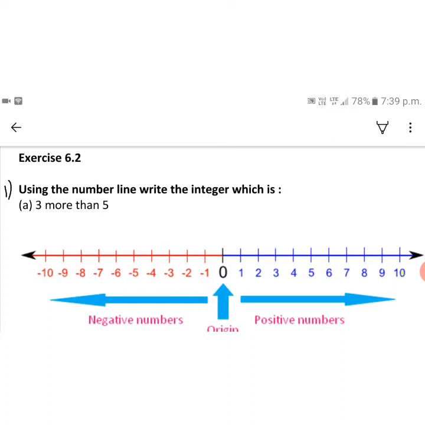Question number 1. Using the number line, write the integer which is A part, 3 more than 5. On the number line, we will move 3 steps to the right from 5. First we mark 5 and move 3 steps to the right. 1, 2, 3. We reach 8. So 3 more than 5 is 8.